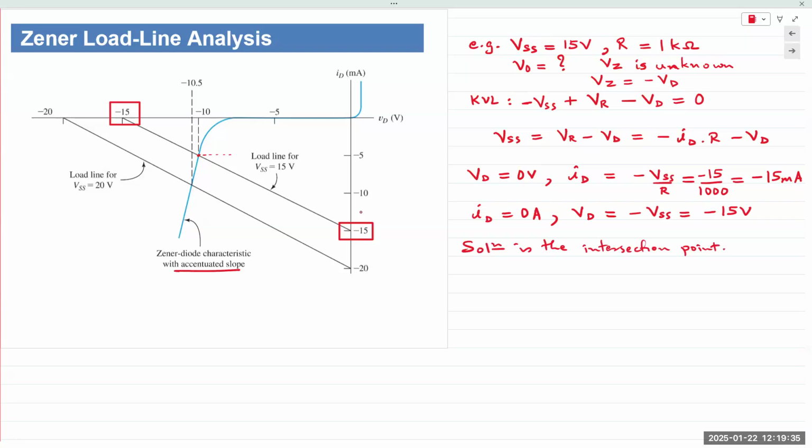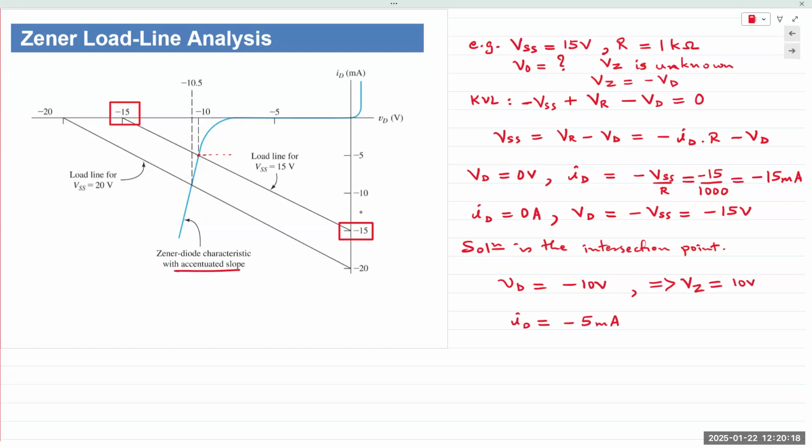And so diode voltage VD is minus 10 volts. And then ID is minus 5 milliamps. At the same time, I could say VZ, Zener voltage, is simply 10 volts. Again, plus and minus signs are for us humans. Electrical signals don't know whether they're positive or negative.